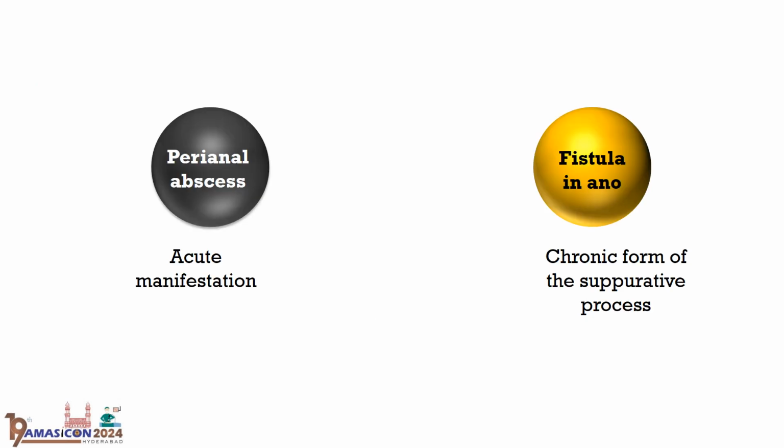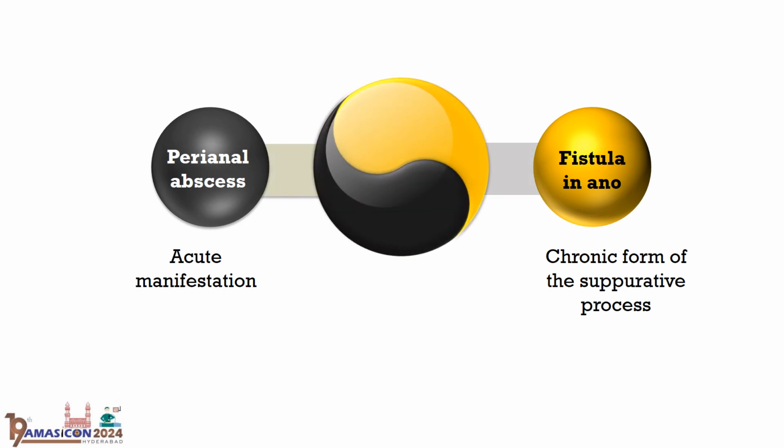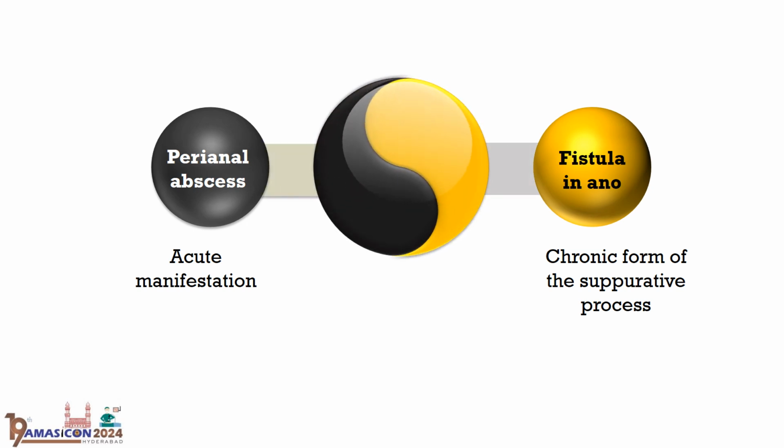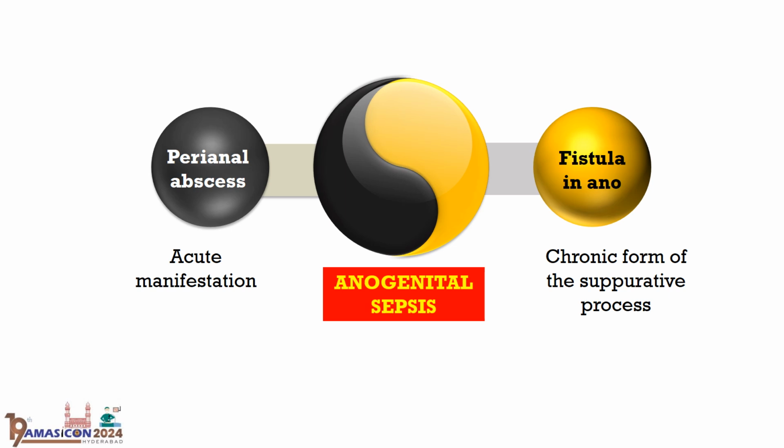The topic has not been titled fistula or abscess; it is titled anorectal sepsis. In fact, Dr. Rajna Sukal says there should not be any term like perianal abscess or fistula. It should be called anogenital sepsis. If we do this, we will have done justice to fistula or abscess treatment.